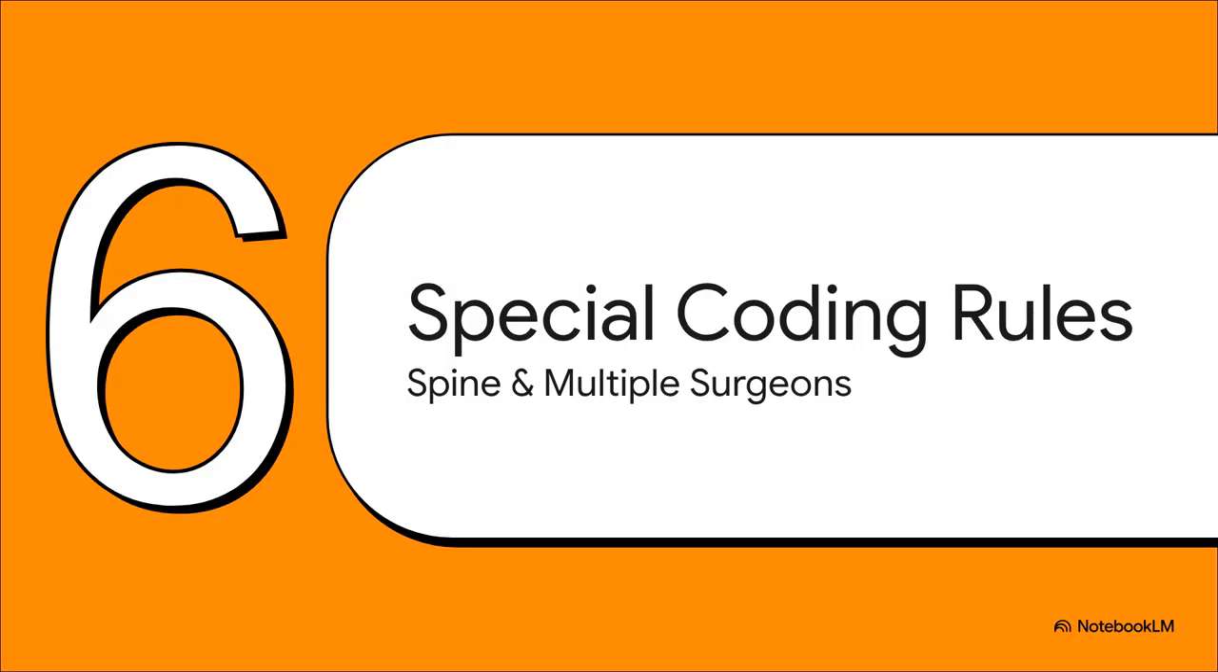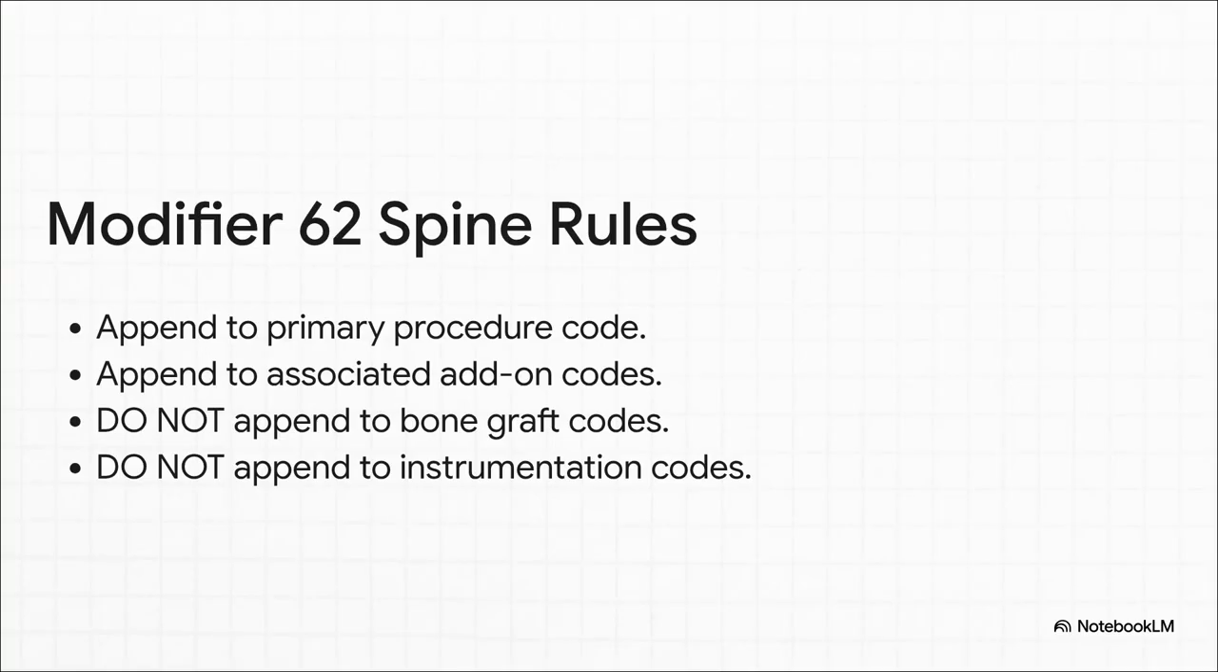Let's wrap up our toolkit with Section 6, Special Coding Rules. We need to talk about some highly audited rules regarding spinal surgeries. When two primary surgeons tackle a massive, complex spine case together, they're acting as co-surgeons. In these situations, you use modifier 62 on the primary procedure code. You also append it to any associated add-on codes if both surgeons are continuing to work together on those extra segments. But, and this is a huge but, pay close attention to this exception.